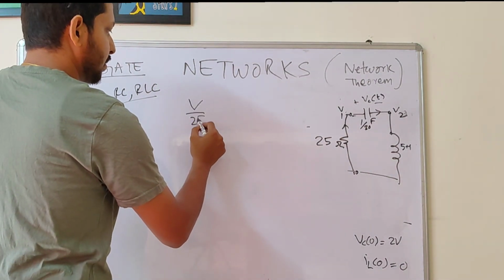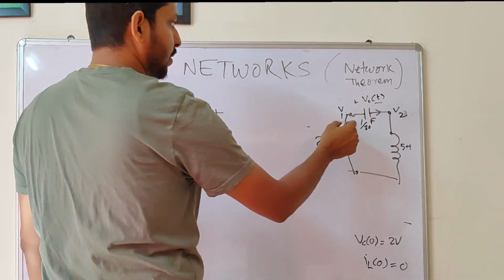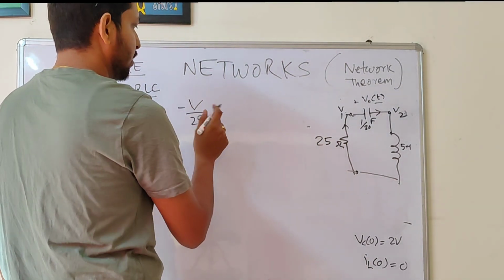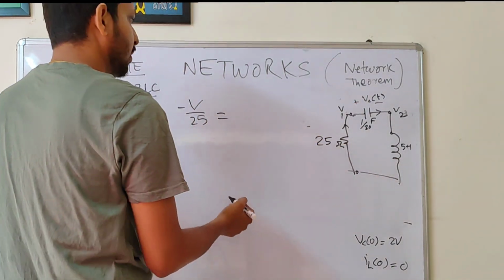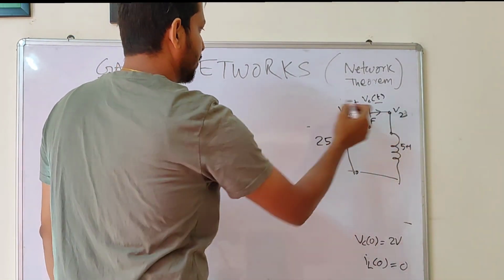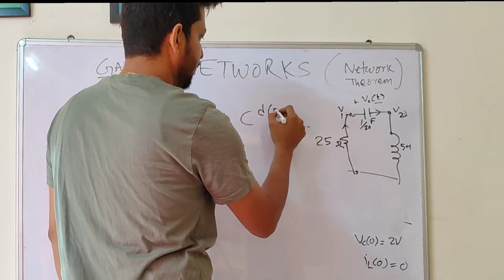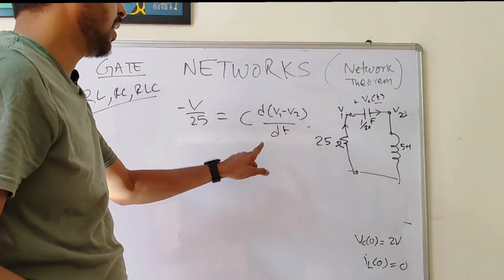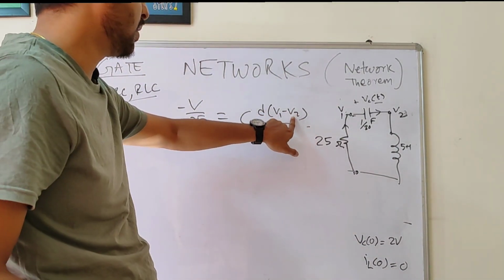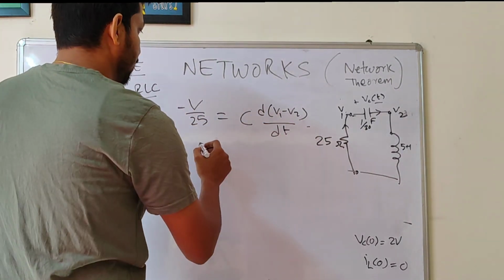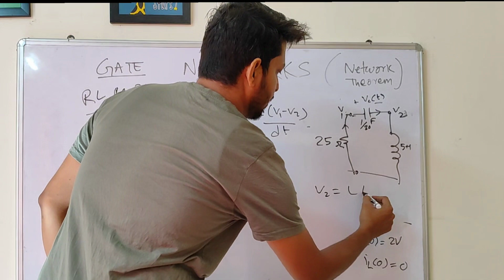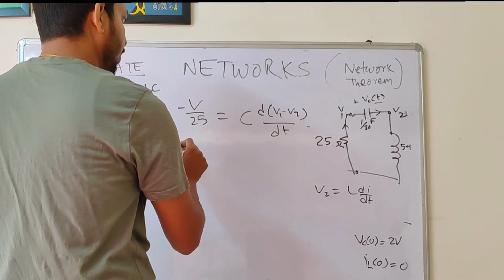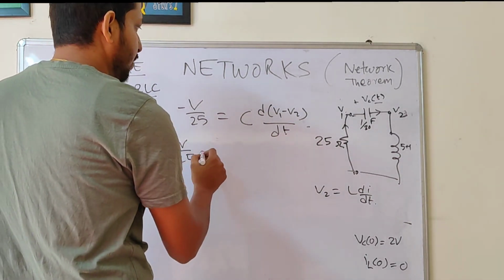So V by 25, plus, actually this will be 0 minus this. The current flowing in this direction will be equal to the current flowing across the capacitor, which is C dV/dt, where V is V1 minus V2, the potential across this. So this we need to solve. Now we need to replace V2. V2 we know will be equal to L di/dt. So this is minus V by 25.